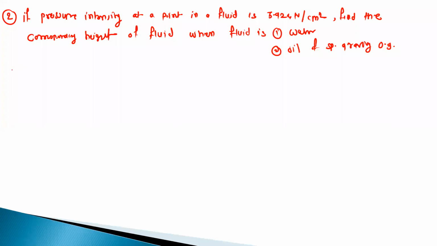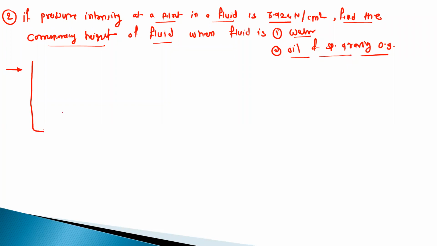Okay, so note down this second problem on the hydrostatic law. So the statement is, if pressure intensity at a point in a fluid is 3.924 Newton per centimeter square, then find the corresponding height of the fluid when the fluid is first water and second oil of specific gravity 0.9. Okay.